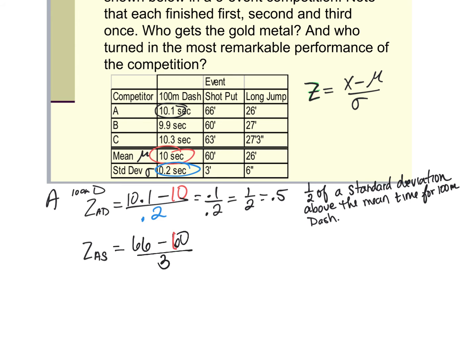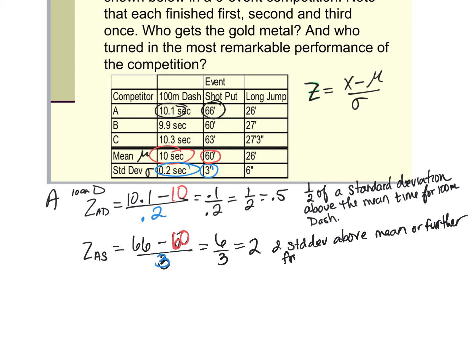Let me color code these like I did before. And that is 6 divided by 3, which is 2. So he is 2 standard deviations above the mean, or further from the mean in the shot put.